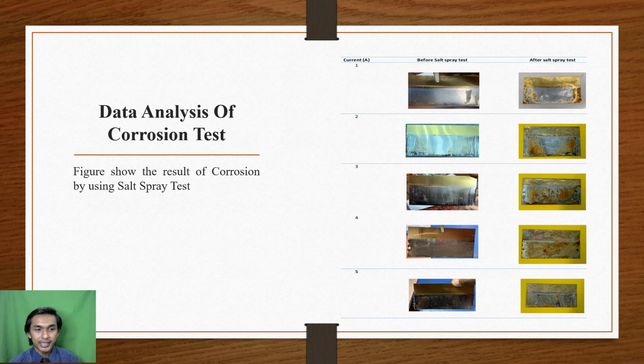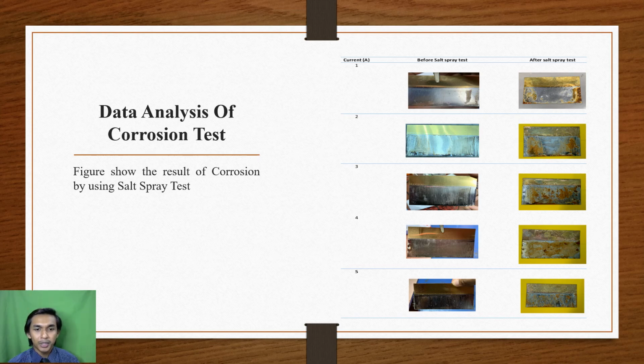For the last data analysis in my final year project, which is from the corrosion test, a salt spray test was used to test the corrosion of the coating on the copper plate. Based on the table, we can conclude that the specimen using current density of 1 ampere is the best way to avoid rust after the salt spray test. It is because only several rust spots attach to the specimen.